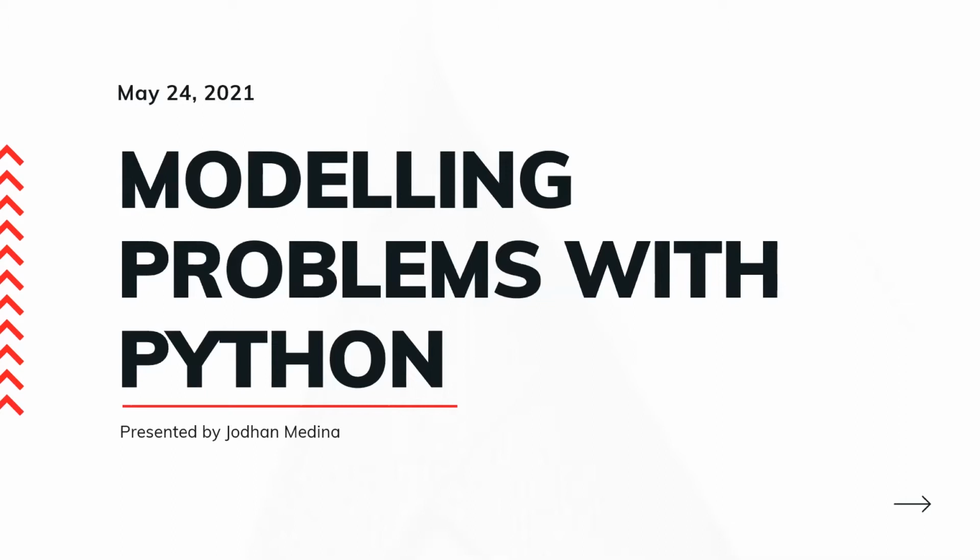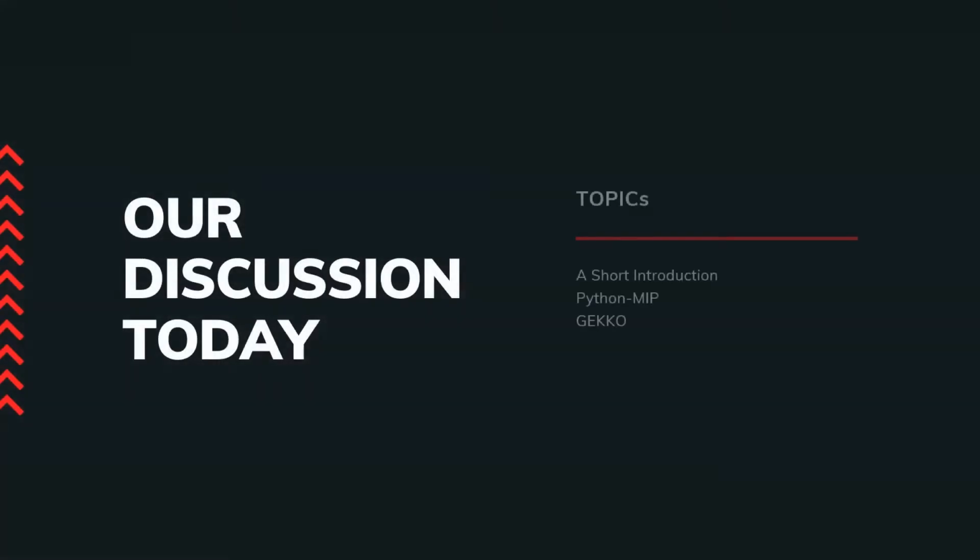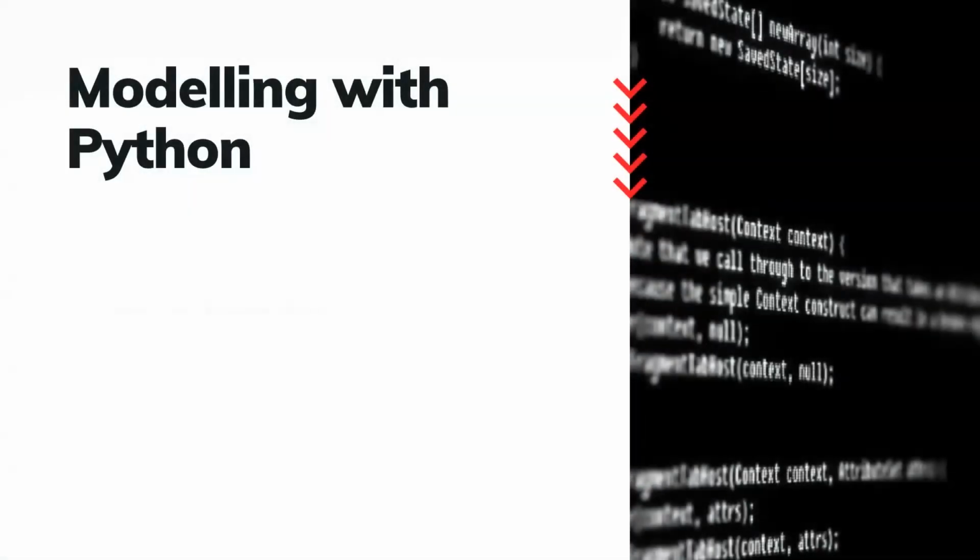I think I used Gekko in my last presentation here to do some dynamic optimization. So I'll do an overview of that and a short overview of Python MIP, just to show you what you are probably missing out on if you haven't used these things yet. So we'll go through Python MIP and Gekko, and just a short preamble on both. Right, so modeling with Python.